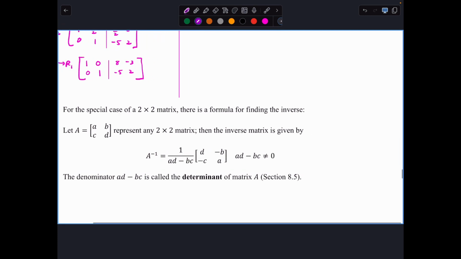Give me a second here. Okay, I don't think your calculator can find the inverse, but you can have your calculator. Let me see.